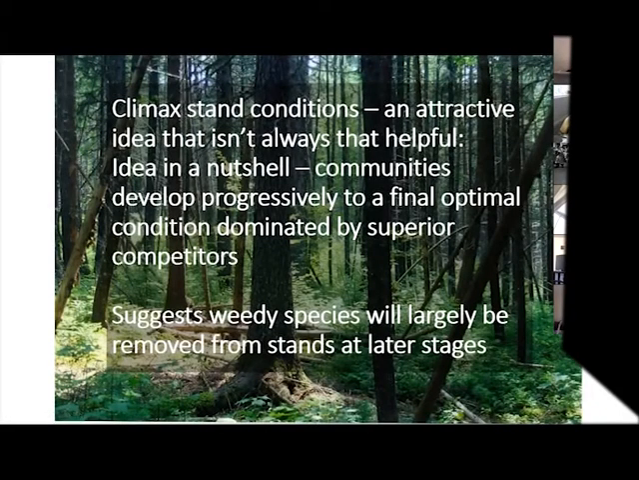Something that gets thrown into the paper for this week is this idea of climax stand conditions. And this is one of the first ideas about ecological succession. The dominant idea is that there is some ultimate stand condition that, when left alone, ecological communities will develop into, and that they are stable there. It's a very attractive idea, but it is one that is probably not true.